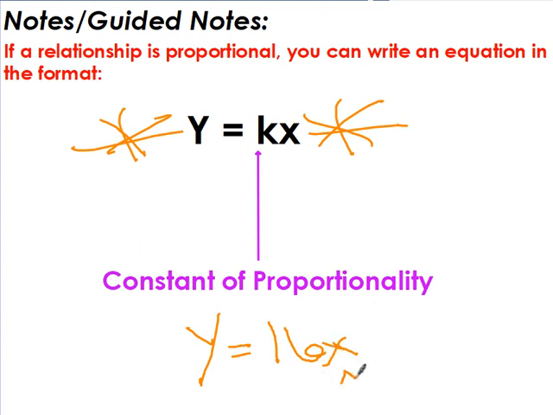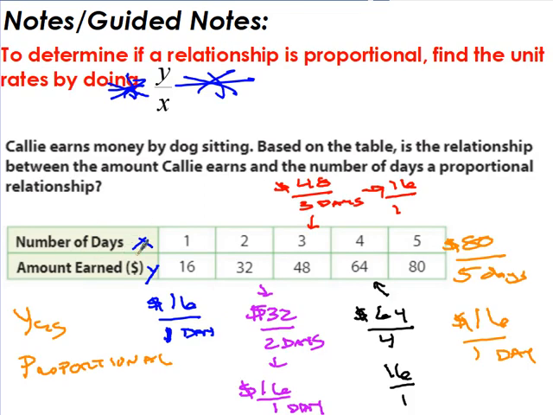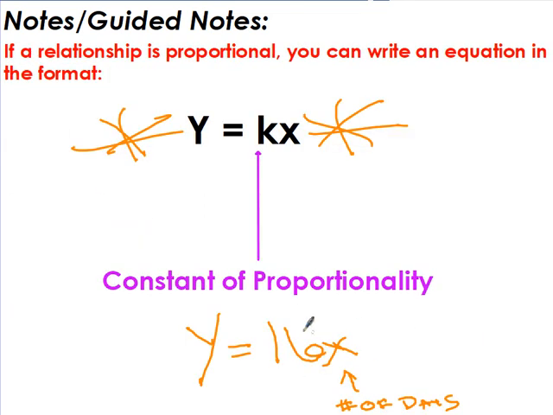We knew that x represented the number of days that you would babysit. Okay, and that was up here. Our x values were the number of days. And then you would multiply that by 16 to determine your total cost. So my equation for that last one was y equals 16x.